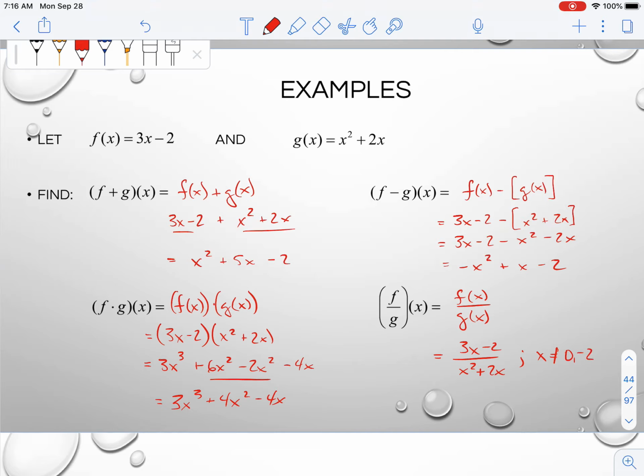And I'm going to list them as restrictions. So I'm just going to put a semicolon there, and then x cannot equal, and I'm going to list out the restrictions, just to simplify things for right now.